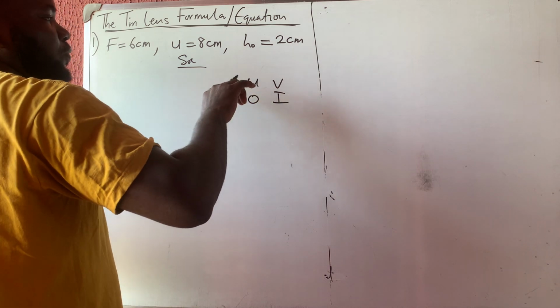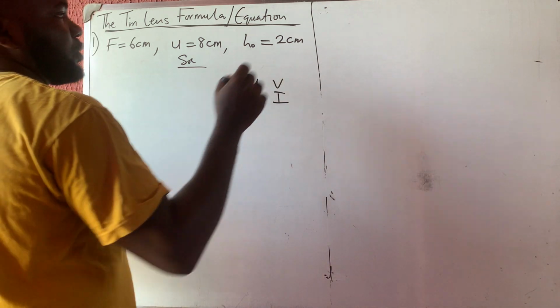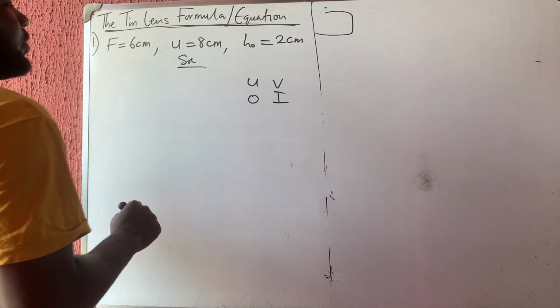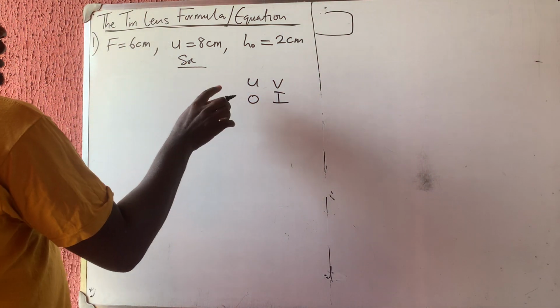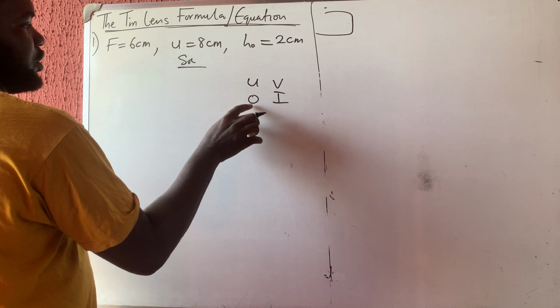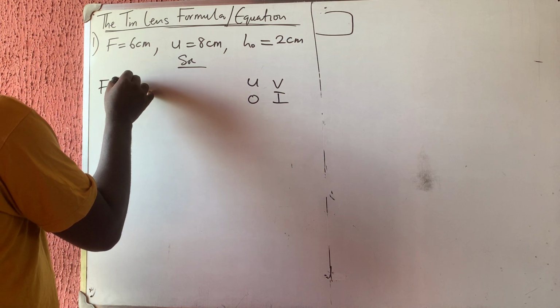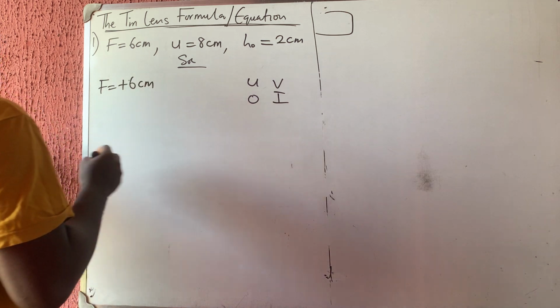You must move in clockwise direction, like this. So what does it mean? The u they gave me is the object distance. So I will say that my f is equal to positive 6 cm. What did I tell you?